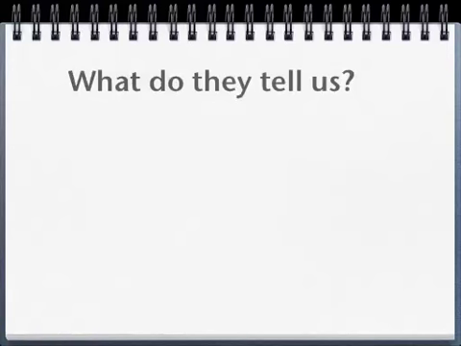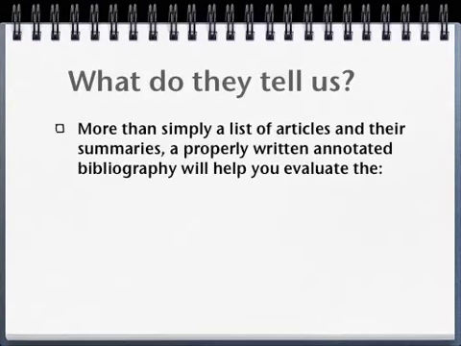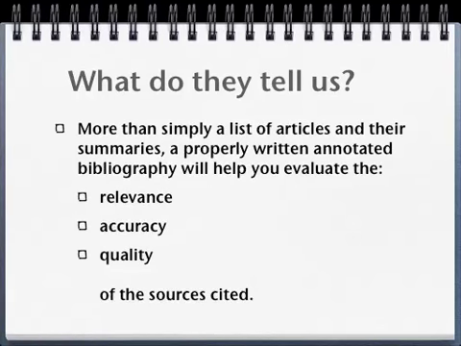So what do they tell us? Well, more than just a list of the articles and a summary, right? You want more than just a summary. They should tell us something about the relevance of the article, its accuracy, or the quality of the sources that are there. We should be able to look back over what we have annotated and learn something about the article that we're annotating.